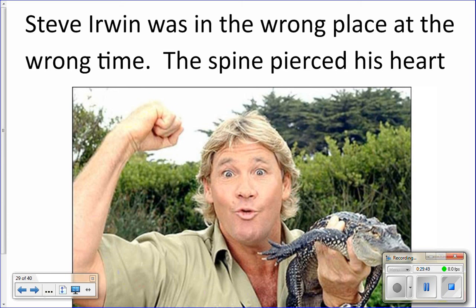Okay. Really, what happened was kind of what you saw in that last video, where they were filming, and the cameraman was in front, and Steve Irwin was above the ray, and then there's another person. So the ray felt trapped. And it doesn't like to feel trapped, and so it brought its tail up to defend itself, and it stung Steve Irwin in the heart.